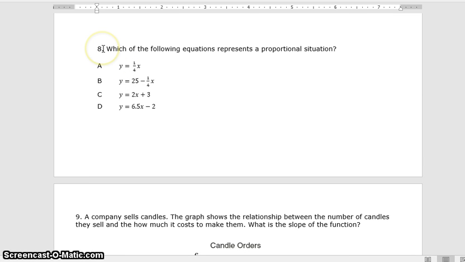Number 8. Which of the following equations represents a proportional situation? Which of these are proportional?